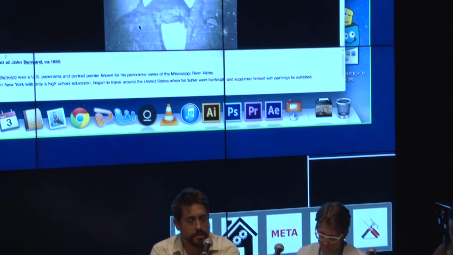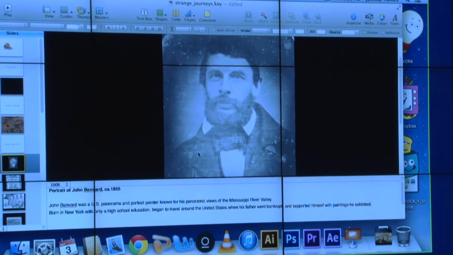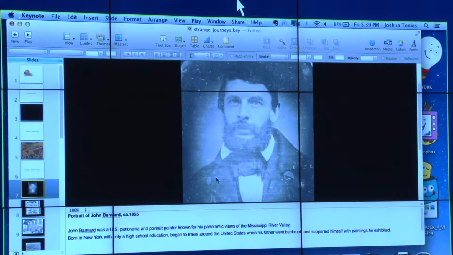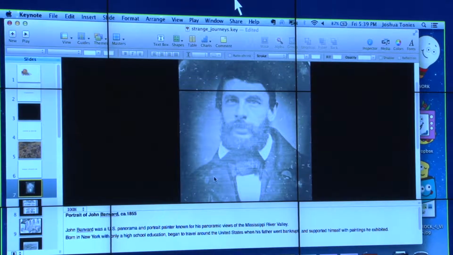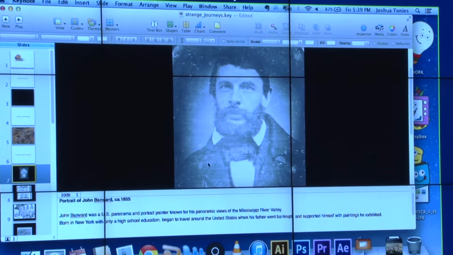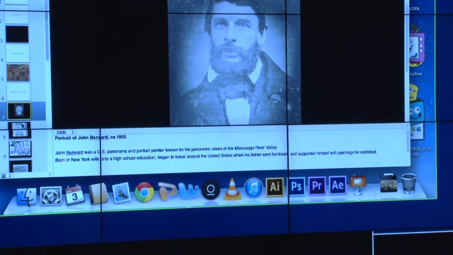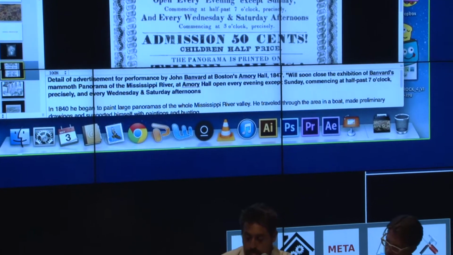There's an American painter, Jonathan Banvard. He grew up in New York and began traveling the United States shortly after his father went bankrupt. And he was able to sustain himself by producing paintings. Initially, he was a portrait painter, and then he began traveling in this somewhat heroic way.